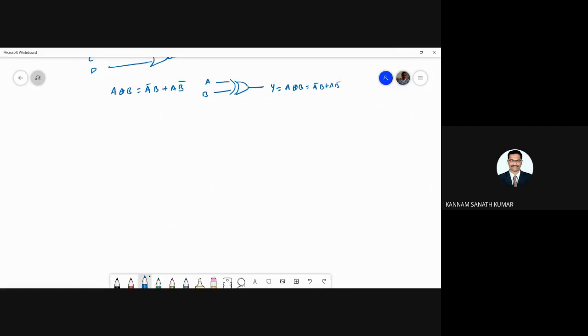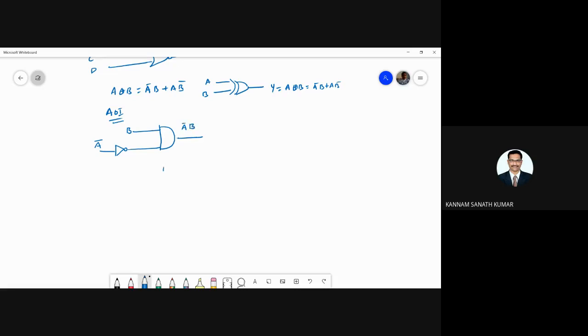So how you can realize this by using AND-OR-invert, AOI logic. This is AND gate. So it is coming A bar and here B. Okay. So here what you are getting? This is A bar B.